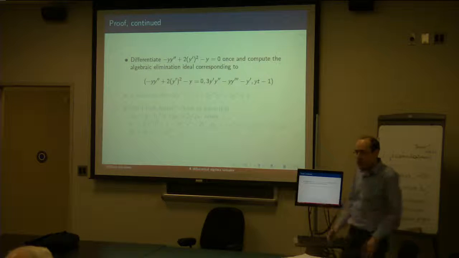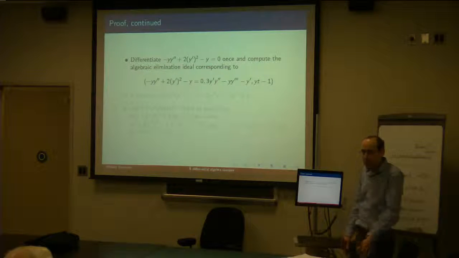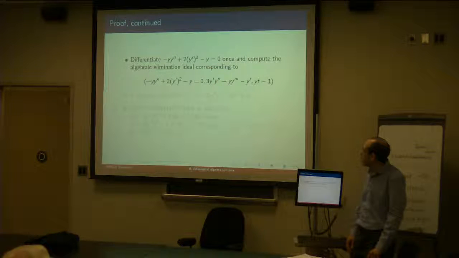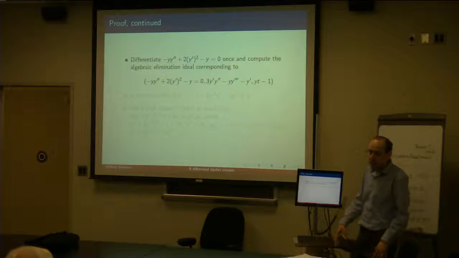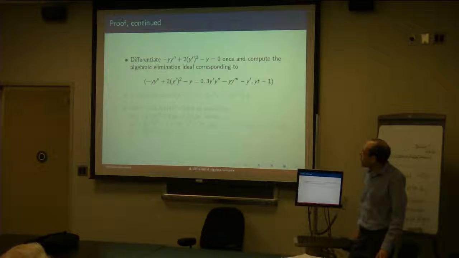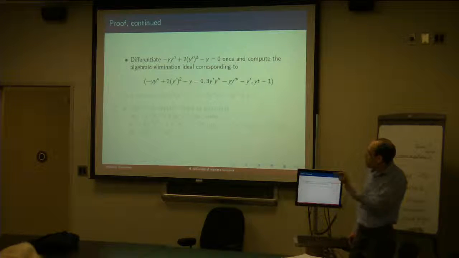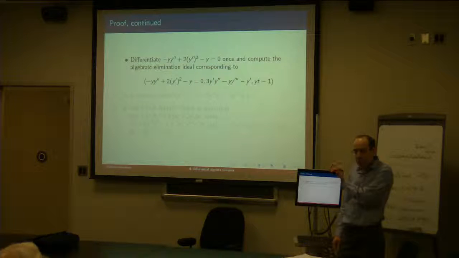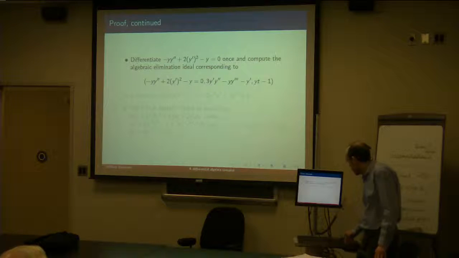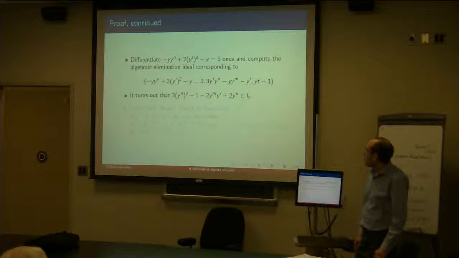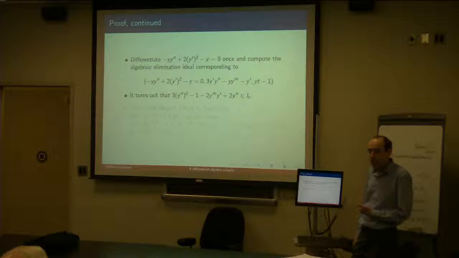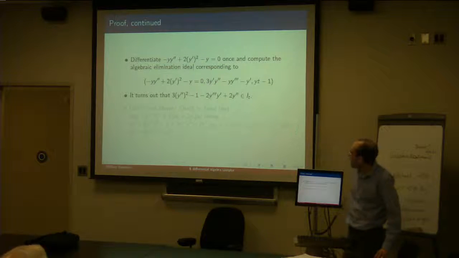But at least for small examples, it's probably easiest to either work by hand or just differentiate a few times and use standard computer algebra packages to look at the algebraic elimination ideal. It turns out if you differentiate this once and then look at the algebraic elimination ideal, treating each derivative as a separate algebraic indeterminate, you find that this polynomial is in the elimination ideal, which is what we needed because of this -1 that's sitting there.